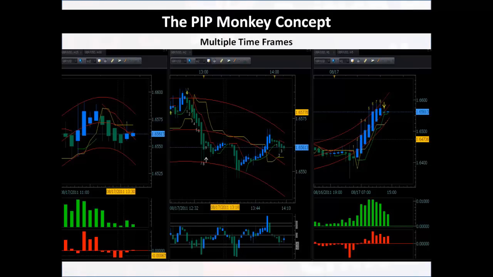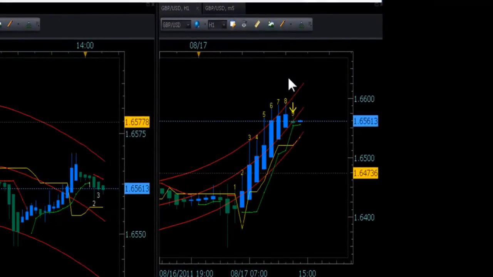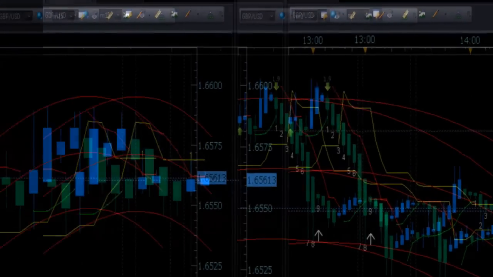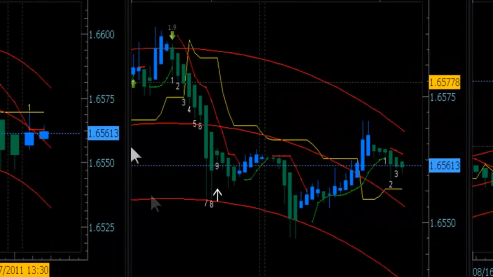Let me explain why. If you look at this screen, let me just show you real quick. If you notice here, we have 3 time frames. We have an hour chart, and each one of these candles here is an hour long. And then on the left hand side we have a 15-minute chart, and you'll notice there's a 15 up here, and each one of these candles are 15 minutes long. And then in the center here we have a 2-minute chart, and each one of these candles are 2 minutes long, right?